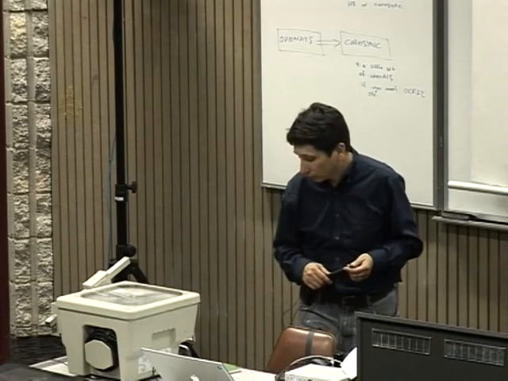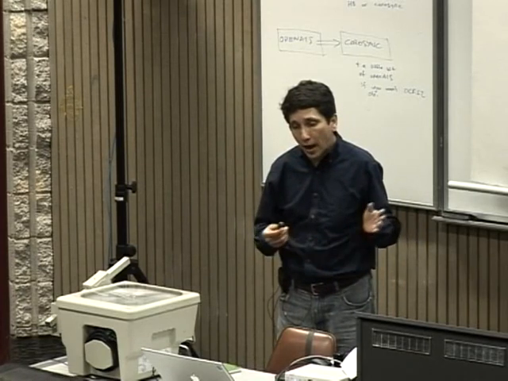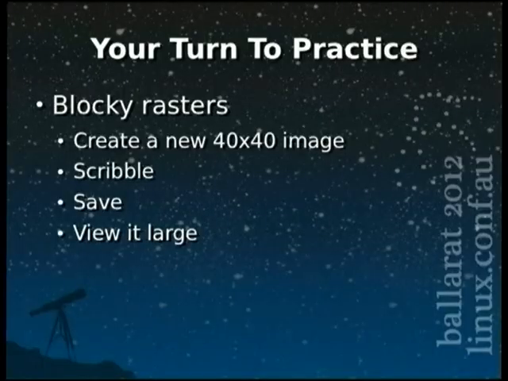And here's a quick thing. How do you practice? Just create a little 40 by 40 image, scribble, save it. Then view it large in your favorite image viewer or web browser and hit Control Plus. It works in rasters, pixels. So each little dot, as it blows up, gets big and square and blocky. You don't get that with vector images.